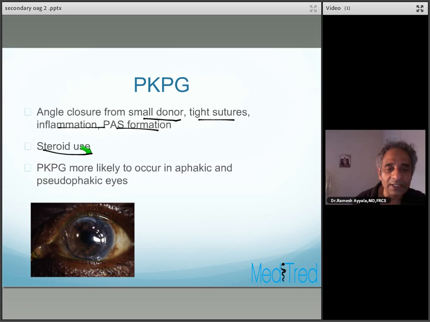And unless the clinician is aware of this and on a regular basis measures the intraocular pressure, you can very well miss the glaucoma till it's too late, i.e., till the patient presents to you with loss of vision.